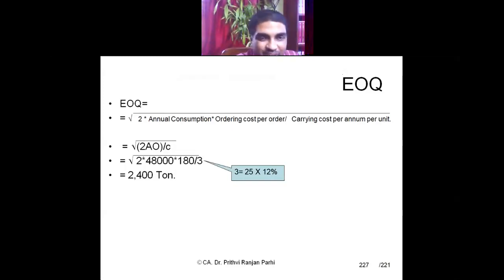I forgot to calculate the root. Every time you are forgetting, so that may create a problem. So make a note of it, that in future you will not forget to compute the root aspect of the EOQ. Fine. Small failures like this, many times in exams also we commit similar mistakes. Consequently, we lose marks.